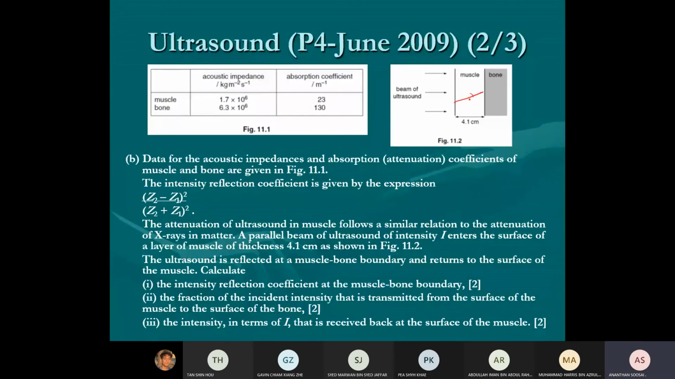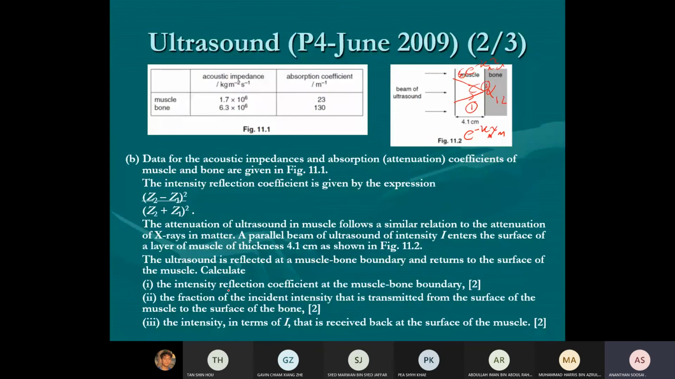It goes here first, one absorption: e to the negative kx is used, where K is the K of the muscle and x is the thickness of the muscle. Then it will be reflected. Reflected, use alpha, number 2, alpha 1 to 2. Then the third one, absorption again: e to the negative kx again, both muscle. You get the final answer, the final intensity.